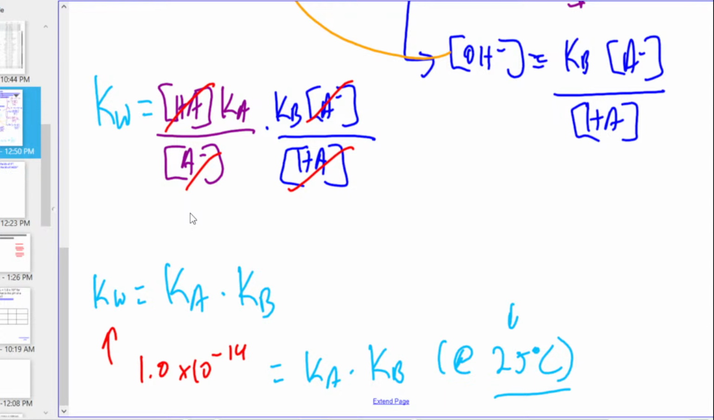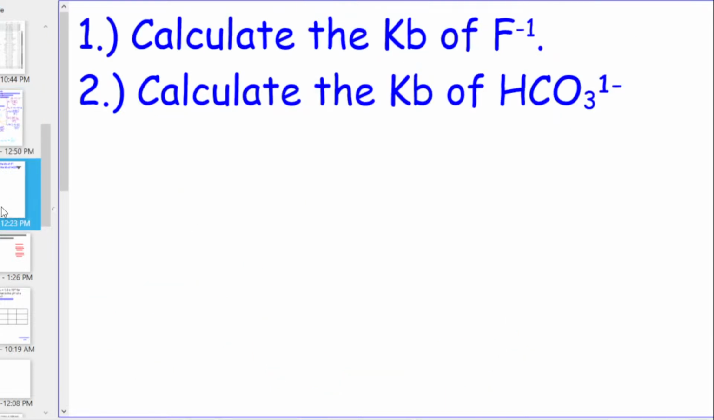Good. Not going to make you go up in groups unless you really want to. Do these on the board or do them where you are. Calculate the Kb of F minus 1. Calculate the Kb of HCO3 minus 1. So look at the table. Use that formula that you just derived. And then I am going to ask some people at random.